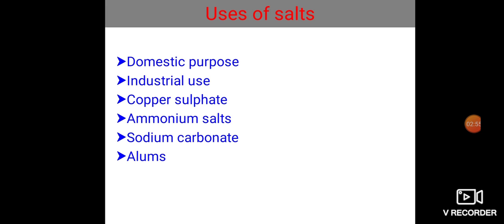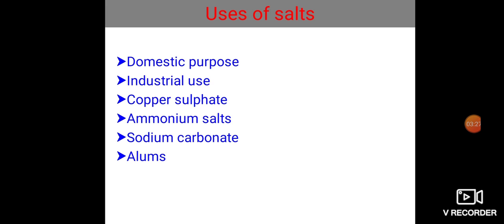Sodium bicarbonate is used as baking soda. Sodium carbonate, known as washing soda, is used for washing purposes. Different types of salts are used for different purposes in domestic use. The next one is industrial use. Sodium chloride, potassium nitrate, copper sulfate, ammonium salts, sodium carbonate and alums are used in industries to manufacture different things.